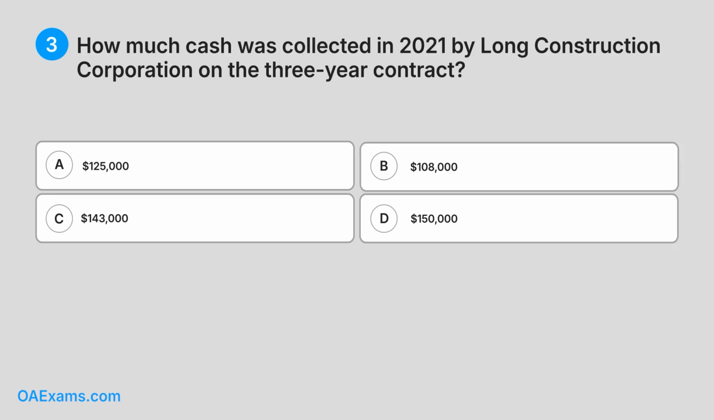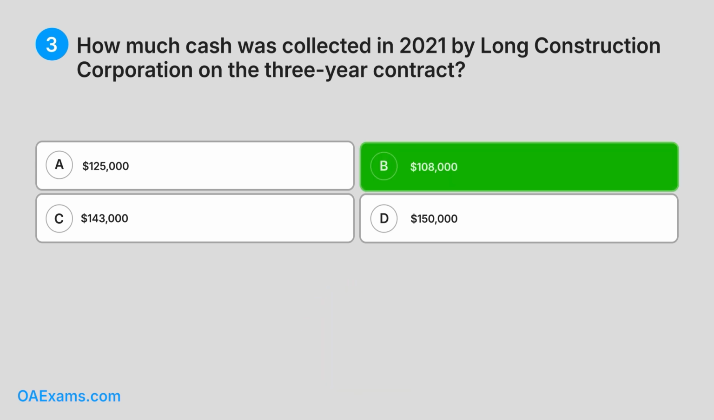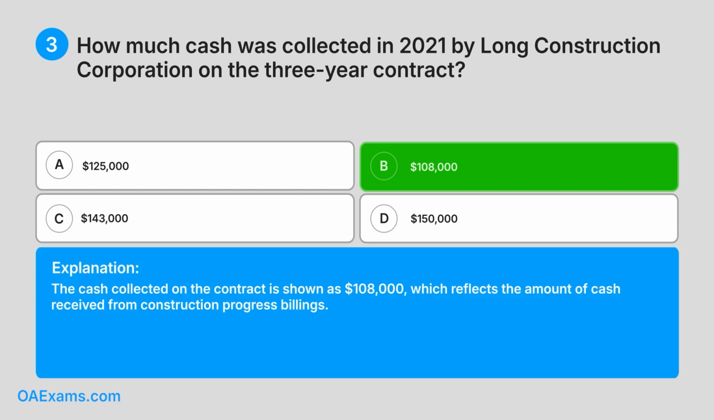3. How much cash was collected in 2021 by Long Construction Corporation on the 3-year contract? A. $125,000. B. $108,000. C. $143,000. D. $150,000. Can you guess the answer? Correct answer: B. $108,000. Explanation: The cash collected on the contract is shown as $108,000, which reflects the amount of cash received from construction progress billings.